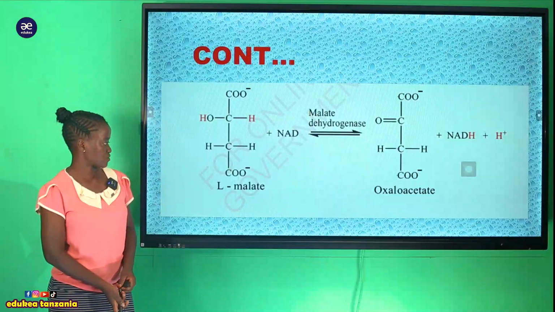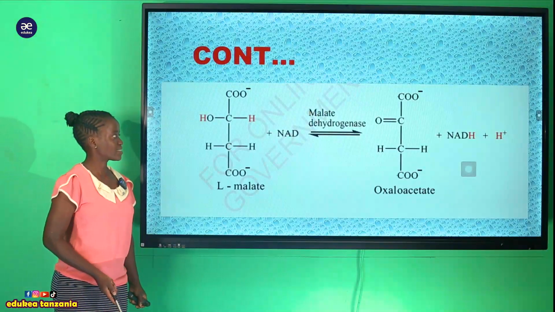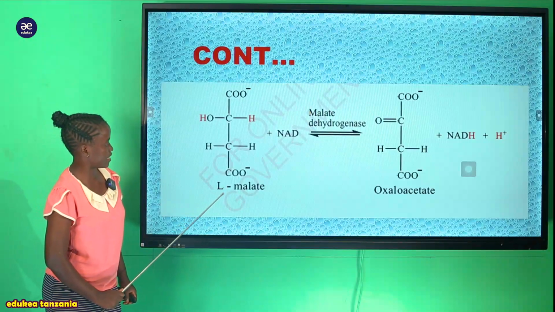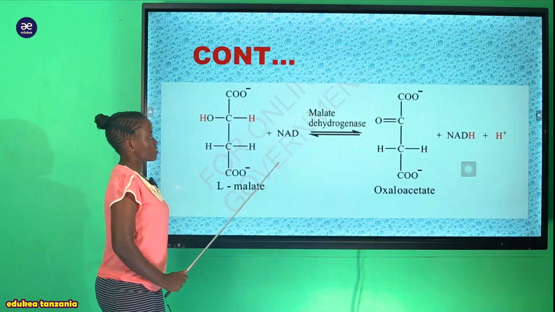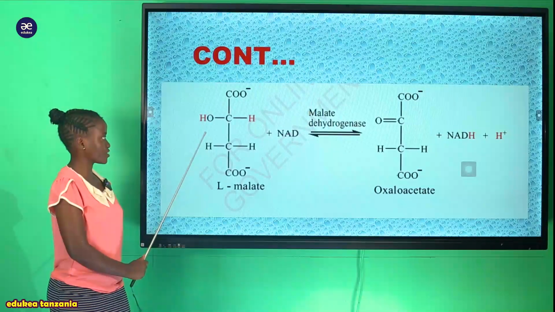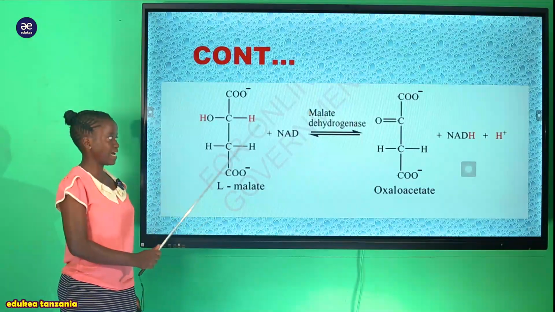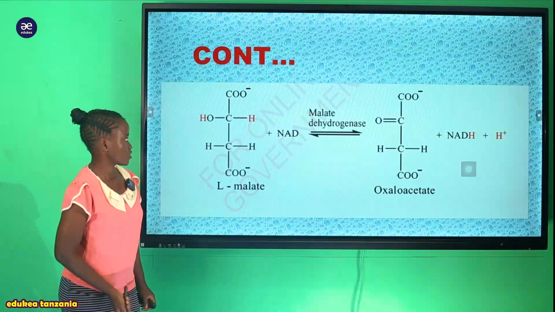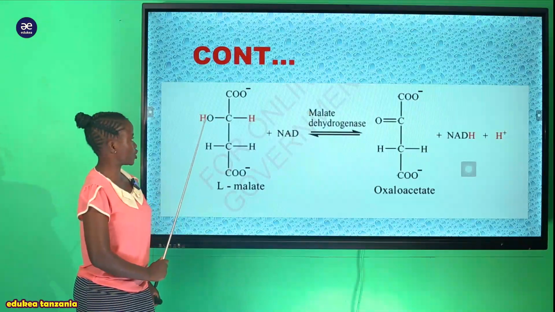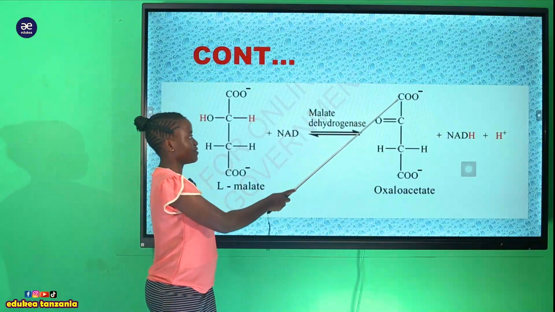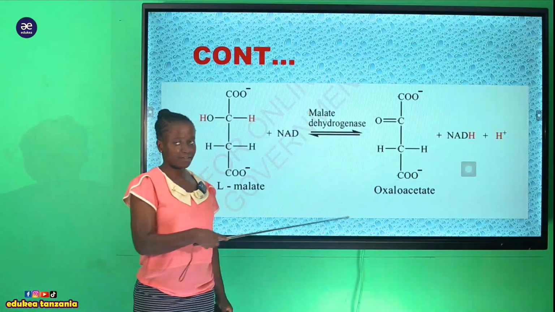And this is what is happening. You can see that in our reaction, this one is L-malate. So we have hydrogen, and here we have a hydroxyl group. We have said that in our oxidation of this malate, we tend to remove the hydrogen group. So we are removing this hydrogen group, which is found in the carbon number 2. So you can see in the carbon number 2, the hydrogen group is removed.